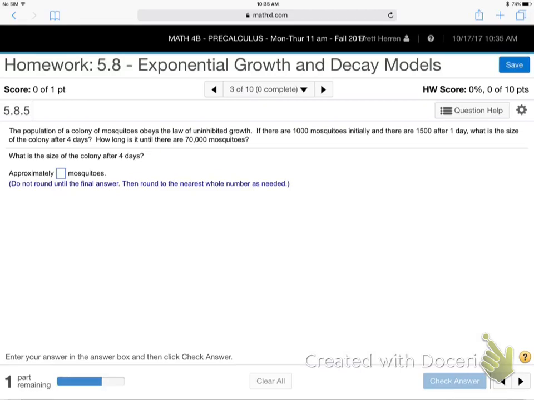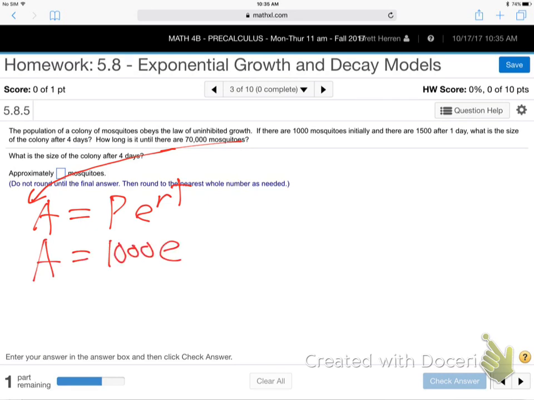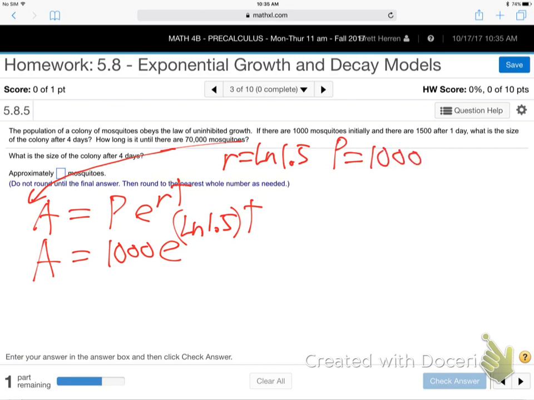Okay, so how long till 70,000 mosquitoes? So I'm again going to use the PERT formula. We know the principal is the initial amount of mosquitoes, again, 1,000. And what's the R? Keep using the R. The R does not change. That is the rate of mosquito growth, ln 1.5, and the P, the principal amount, is 1,000. Keep using those. That's the P. And the R, we discovered from phase 1, the growth rate is ln 1.5.